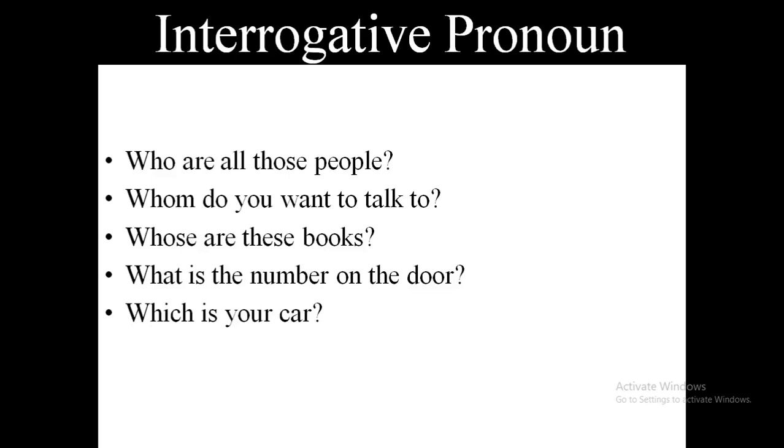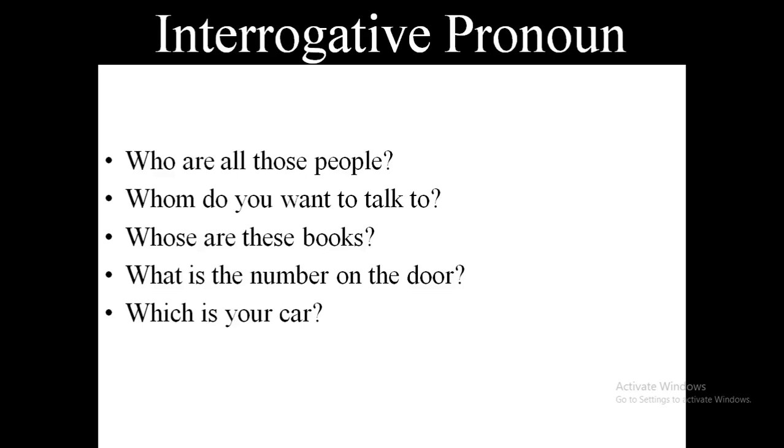For example, which car is yours? If I say which car, the noun car immediately follows the word which, so they are together, and that is called an interrogative adjective. But you need to carefully identify the words which are immediately followed by the verb form. You can see: who are, whom do, whose are, what is, which is. If the words are followed by verb forms, then that is going to be an interrogative pronoun.